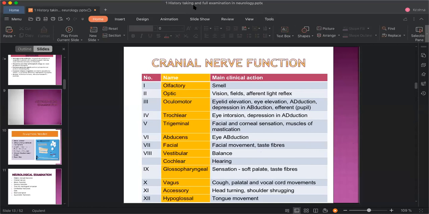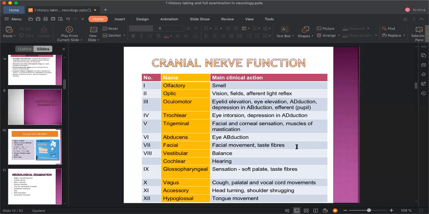Yes, who can answer this? Which muscle is supplied by abducens nerve? Can you answer? Lateral rectus. Okay, fine. Only one muscle, that is lateral rectus, is supplied by abducens nerve, and lateral rectus moves the eye laterally. So that lateral movement of the eyeball is called abduction.